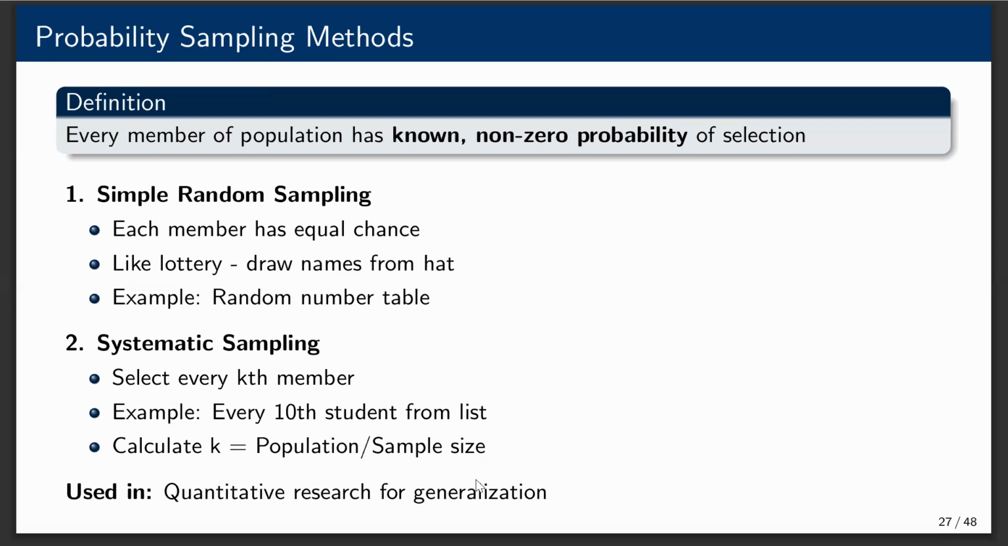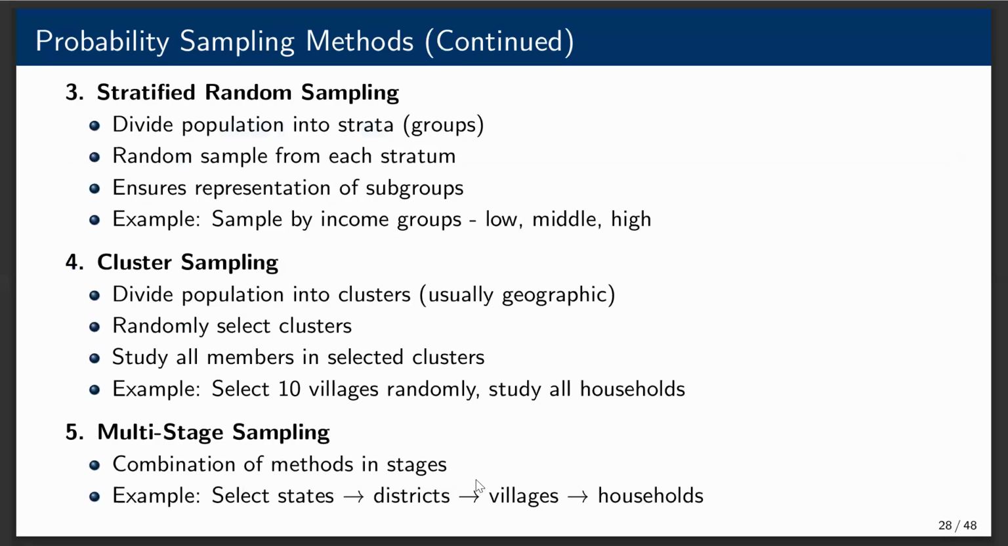So basically simple random sampling, each member has an equal chance, like a lottery, you draw the names from a hat. A random number table is also used in the case of simple random sampling. Then second, systematic sampling, where we select every kth member, for example every 10th student from the list, and then we calculate k. How will we calculate k? Population divided by the sample size. It is used in quantitative research for generalization.